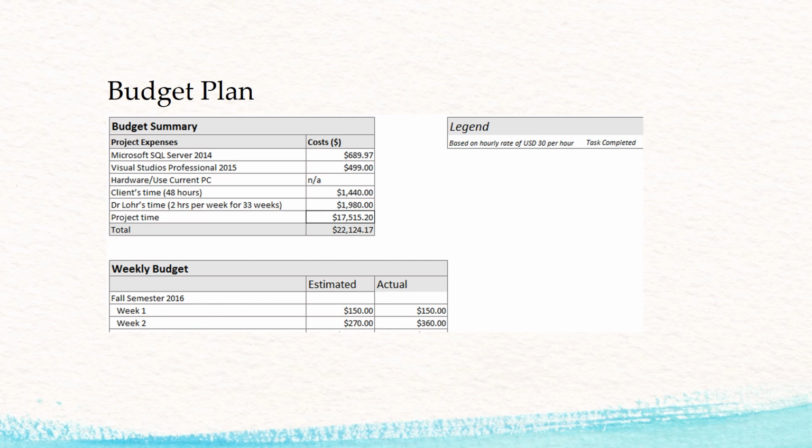On a separate sheet is the budget and expense plan. The project budget summary shows the estimates of the expenses. A separate table shows the weekly estimated and actual expenses, which are calculated from the project schedule sheet. The client time, Professor Lohr's time, is also included in the budget summary. The man-hour rate is $30 an hour.